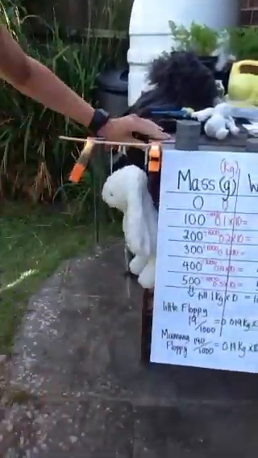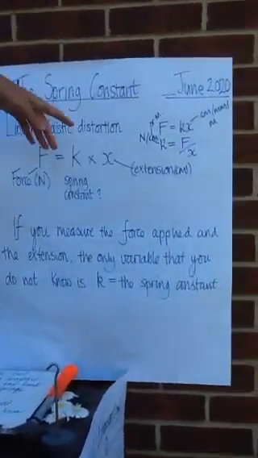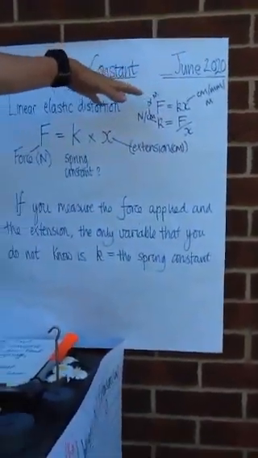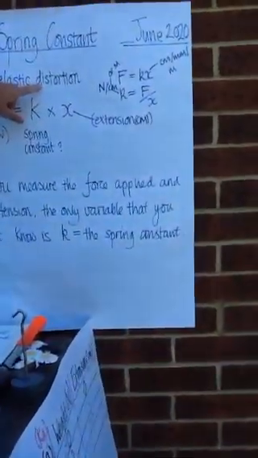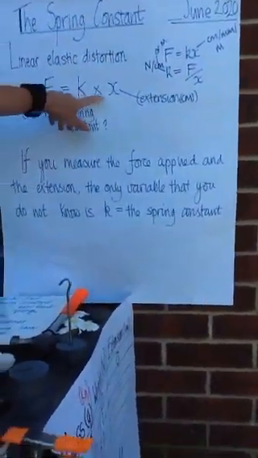Right. So, if you have a look at today's lesson, it's about the spring constant. You have to put whatever date it is of June that you happen to be doing this. We're talking about linear elastic distortion, and the equation is F equals k times x.